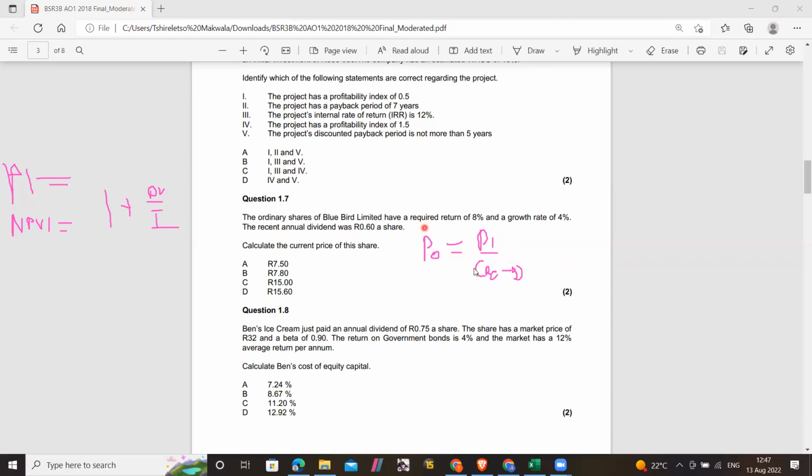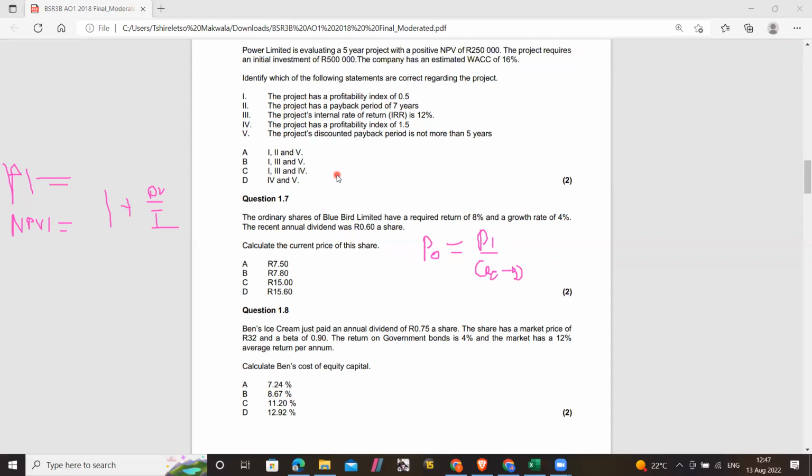By this, the required rate of return minus the growth, which is 8 minus 4. So the answer here is 4. So we're going to say 0.624, that we got for D1, divided by 4%, and that gives us 15 rand 60 cents. Gives us this answer. Then we can move on to the next one.